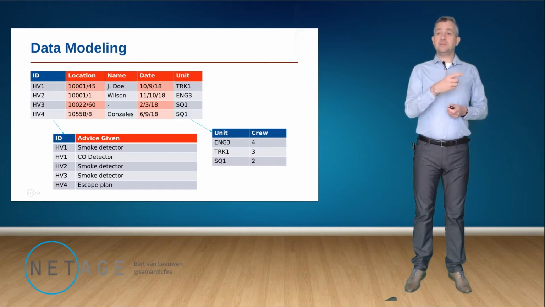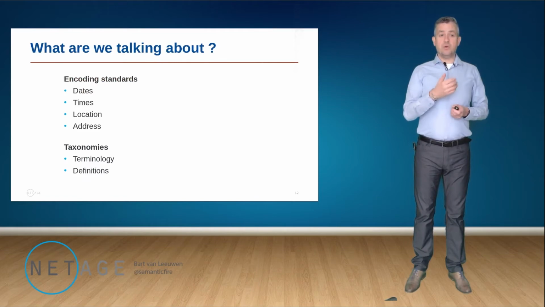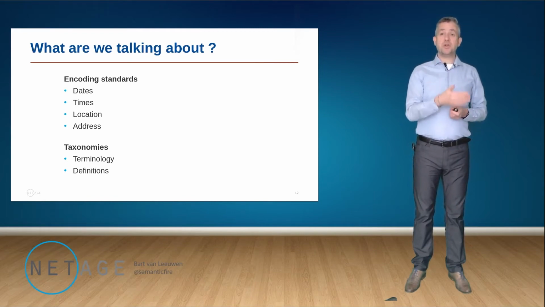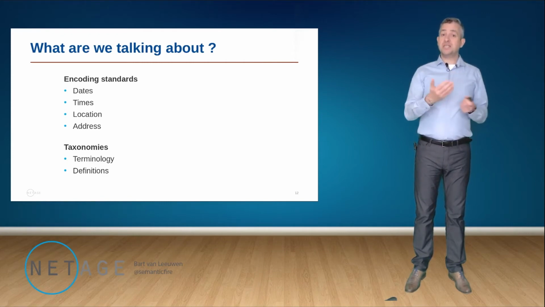So we need to take another step when looking at data modeling like this. We need to talk about encoding standards for dates, times, and locations, so that everybody understands what the locations, times, and dates are. And we need to talk about taxonomies, terminology, and definitions. What do the terms in our data mean, and what is the definition for that? So that when we exchange this information, people start to understand what we talk about instead of assuming that they understand what we talk about.